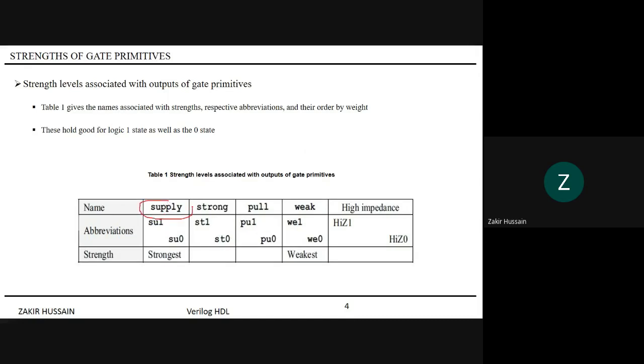So how they work, these strengths, we have this table here. These are some names we have given, supply, and some high impedance here. If you come from here, 0, 1, 2, 3, 4, total 5. If you see, there are total 5 strength levels. And every strength here is again divided into 2. Supply 1, supply 0. Strong 1, strong 0. Full 1, full 0. Weak 1, weak 0. High 1 and high 0. So how many strength levels are there? Basically 5 strength levels are there, and every strength level is again divided into 2.